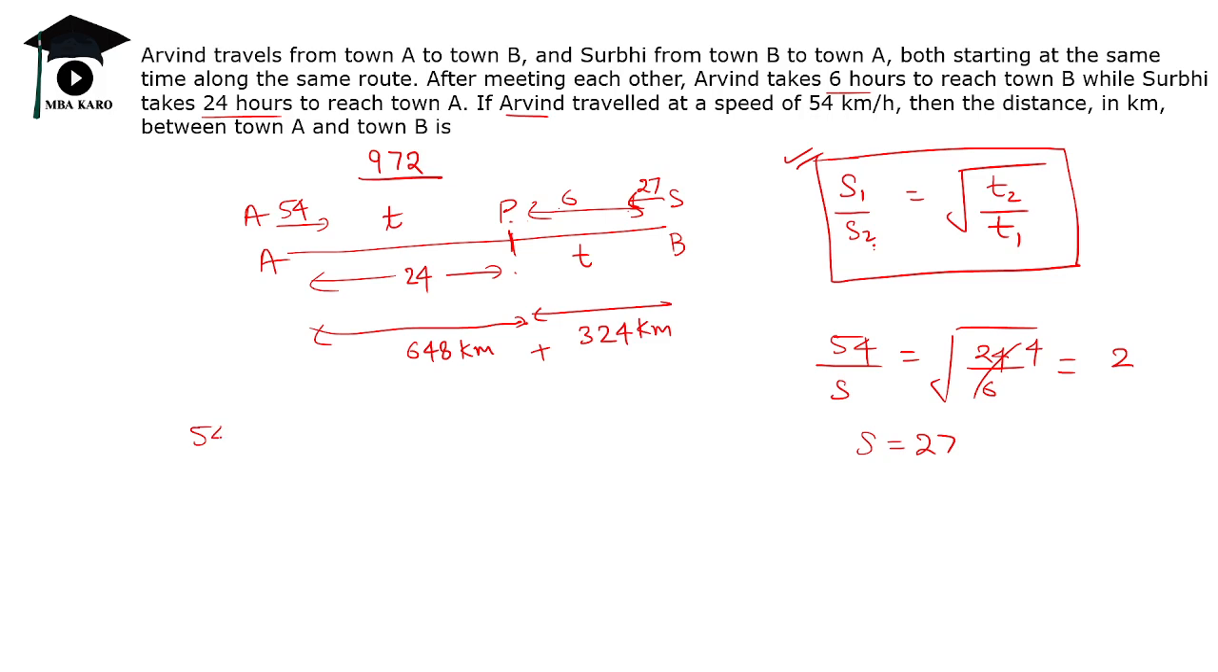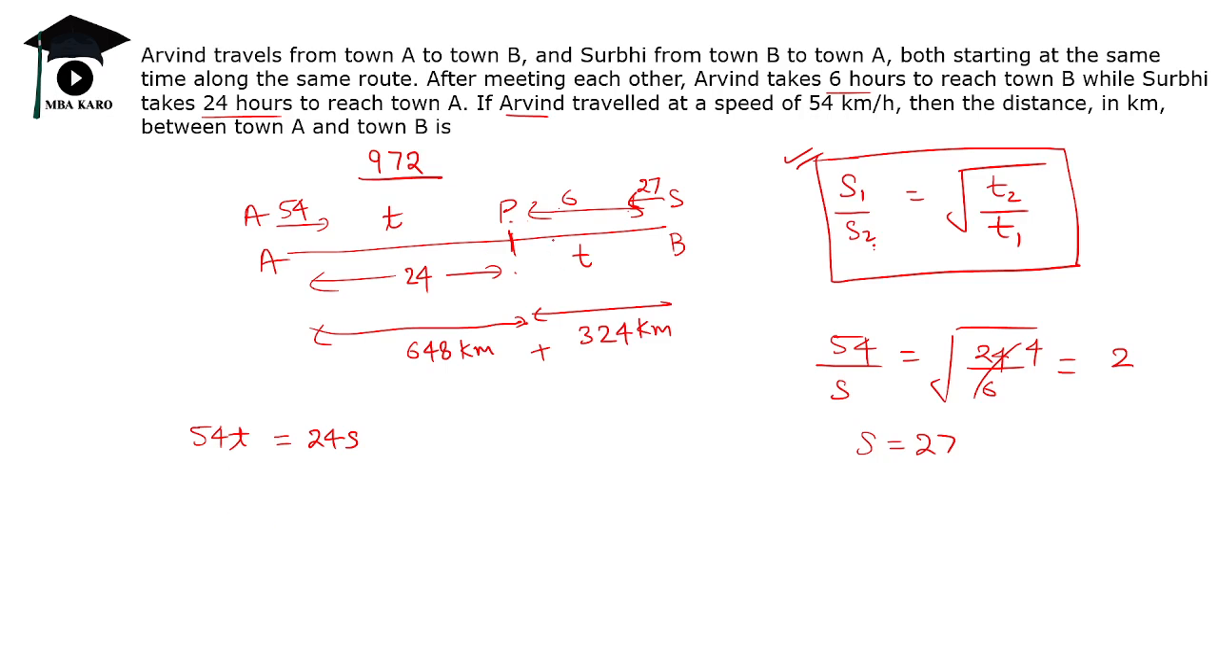So distance covered is 54t. Okay, and this distance, it takes 54t time to cover this distance. And Subhi will, let's say her speed is s. Okay, so she will take 24s. 54t is equal to 24s, so that's what we will get, like 24 is the time taken.